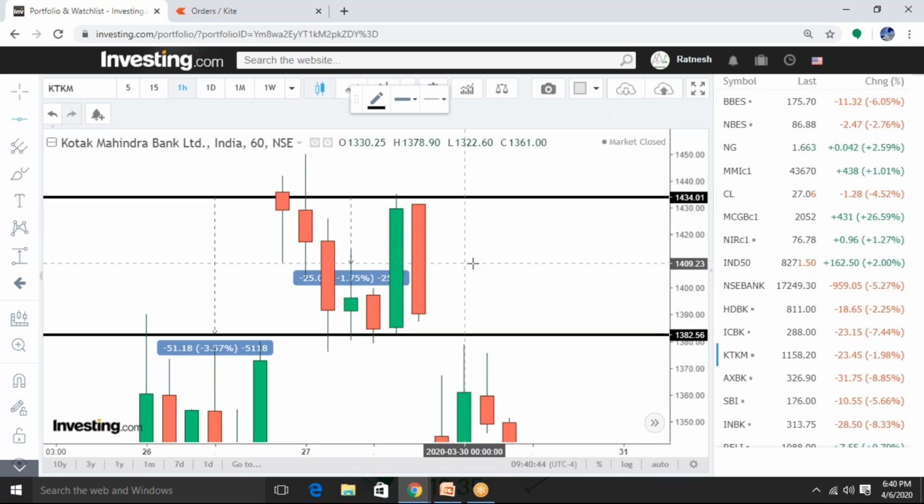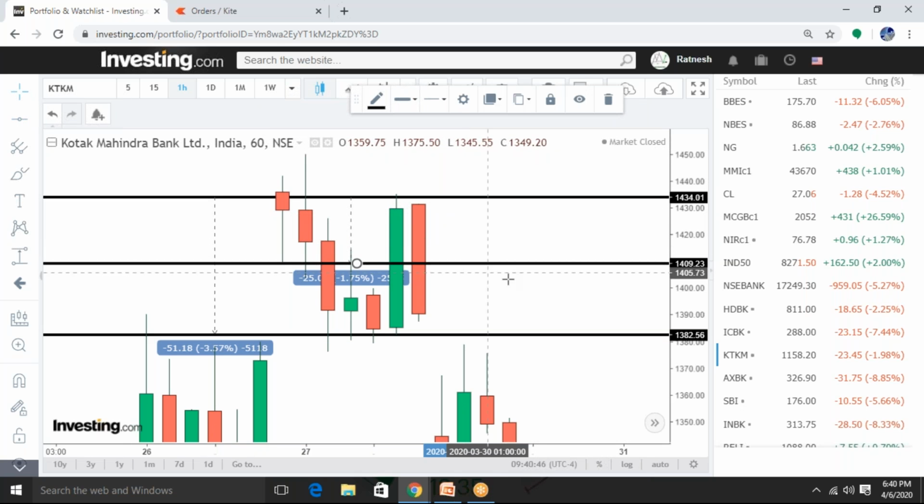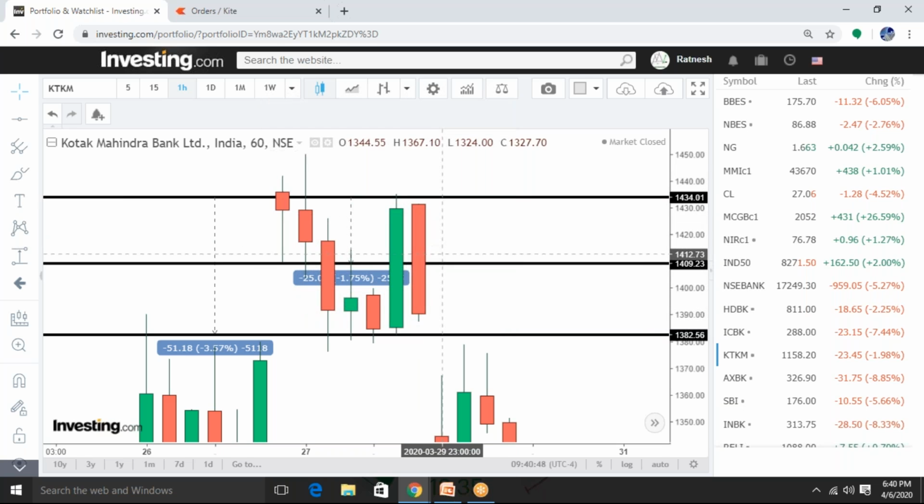So the minimum condition is almost there. The closing of this candle should be at least 1409, meaning 1409 rupees, slightly lesser than this price. Okay, this is the minimum condition. So clearly the closing of this candle is below this. So clearly this is dark cloud cover.